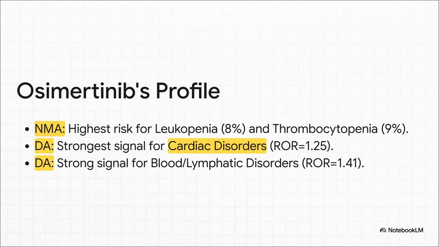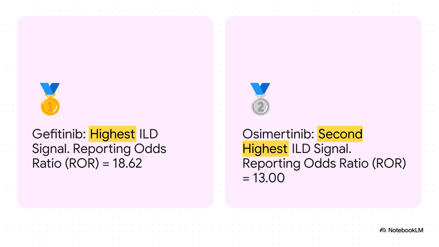of large-scale real-world evidence. And speaking of potentially life-threatening signals, the real-world data also screams at us about the risk of interstitial lung disease, or ILD. Now, look, we know this is a class-wide risk, but the real-world data shows an incredibly powerful signal for gefitinib and a really strong signal for osimertinib too. And given how devastating ILD can be, this is a risk we absolutely have to stay vigilant for.